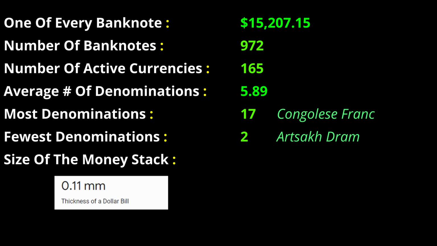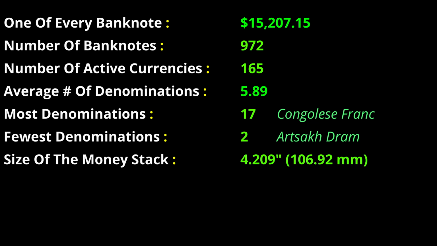Now, if you assume that all 972 of these banknotes have the same thickness as a US dollar, if you stacked them all up, then you would have a money tower that's, well, only 4.209 inches tall, or 106.92 millimeters.